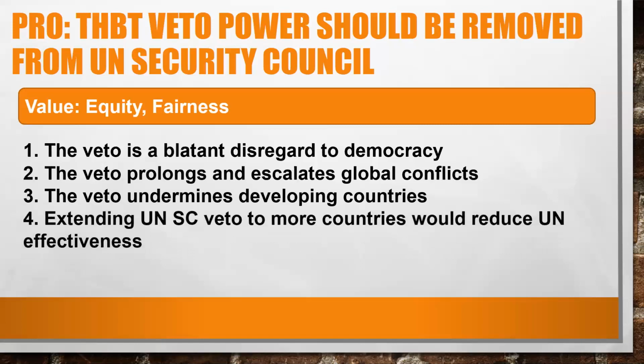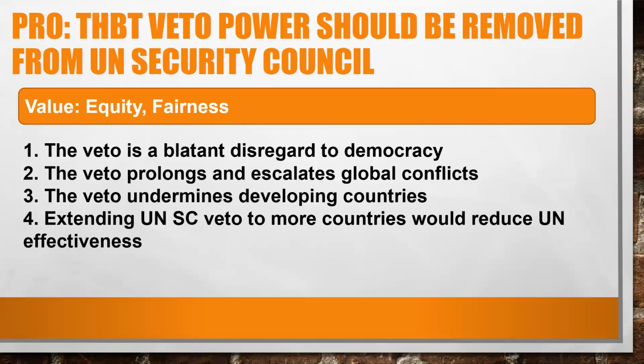Lastly, you can also give an alternative. If you really have to have veto power, then you should give it to all countries or more countries to reduce the problem. And the opposition can say, oh, in this case, instead of removing it, let's just give veto power to more nations like Japan, Korea, Germany, who pays the most.